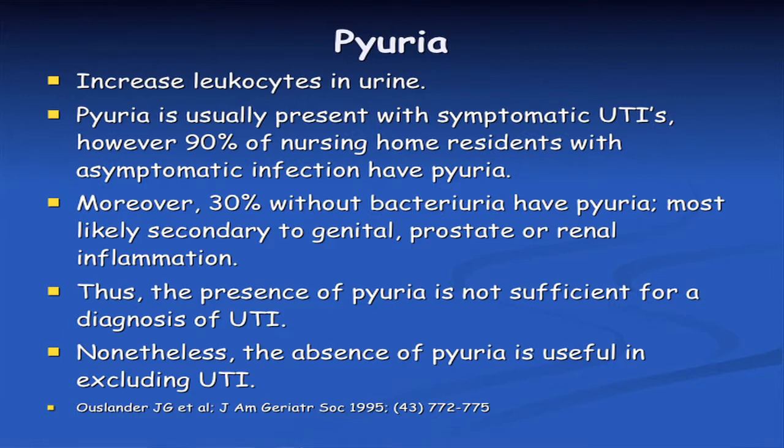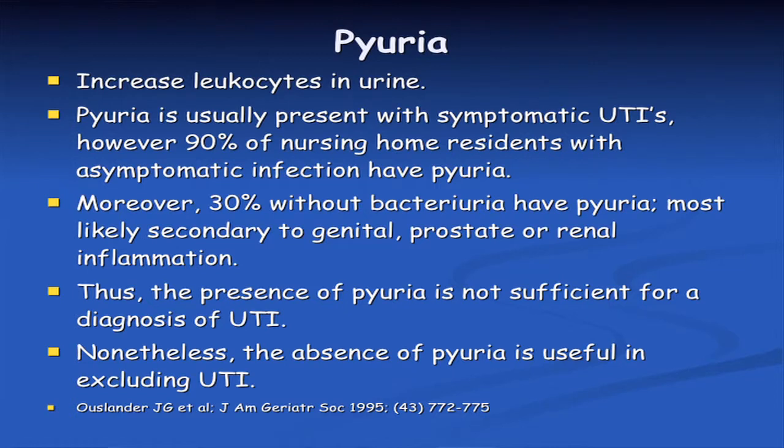However, 90% of these nursing home residents with asymptomatic infection, so they don't have any symptoms, can have pyuria. Moreover, 30% without the bacteria also have pyuria. That means they don't have bacteria in their urine, but when you test the urine, there's the leukocyte esterase and the leukocytes. And they say that most likely these are secondary from another source, genital, prostate, or maybe a renal inflammation.